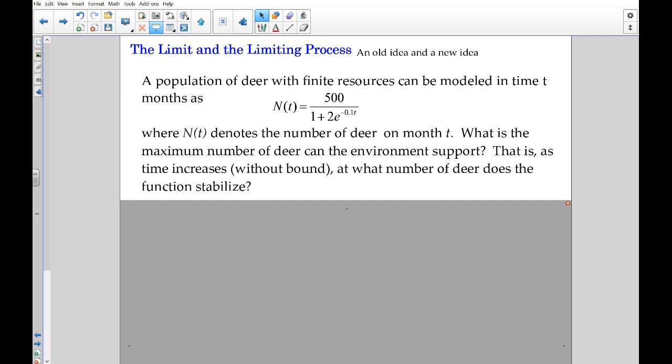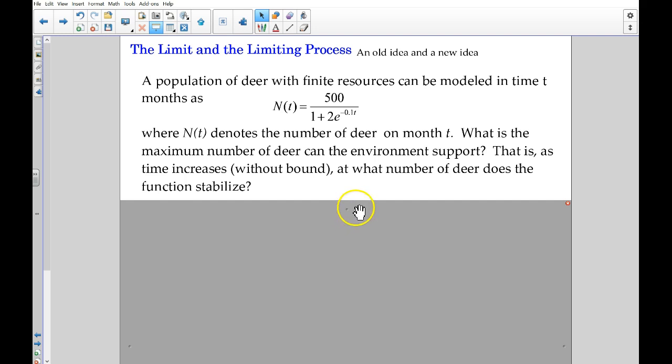N of t denotes the number of deer in a certain month t, and we want to know what is the maximum number of deer the environment can support, if it exists. If it doesn't, then we can say that as well. Another way of thinking about this is, if time increases without bounds, so it gets very, very large, 100, 200, 300 months, however long, what number does the deer population stabilize around? That may or may not occur, but let's explore.